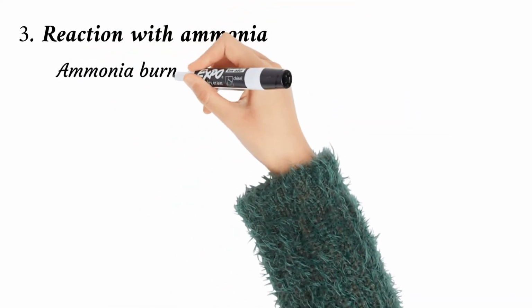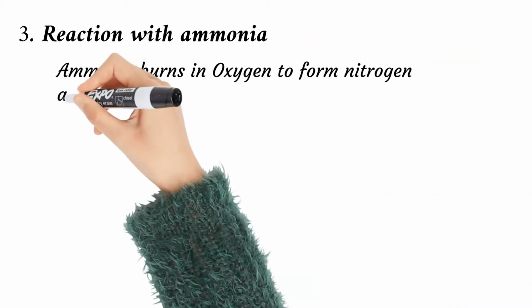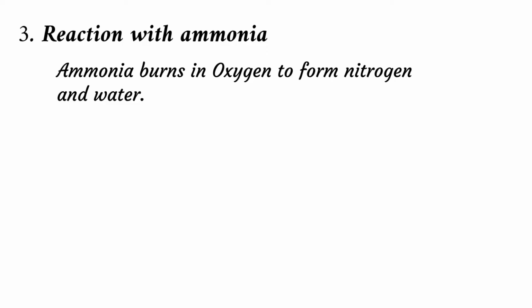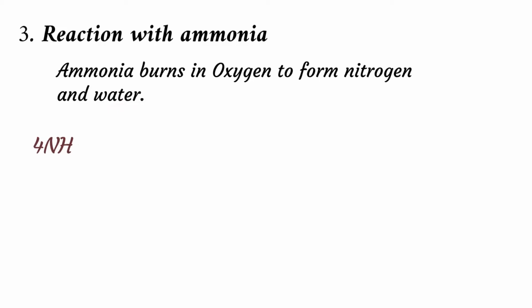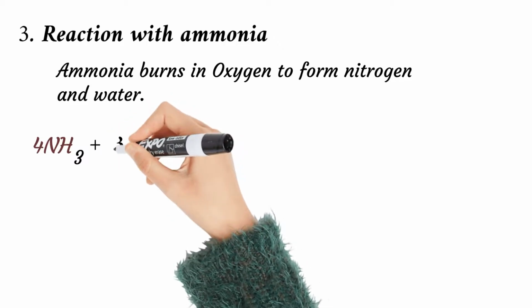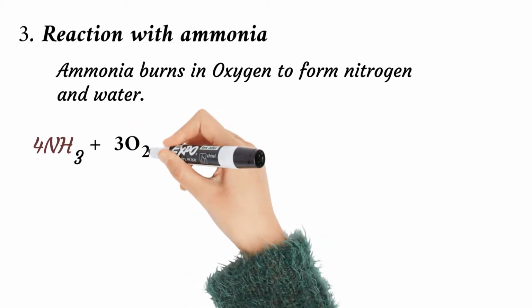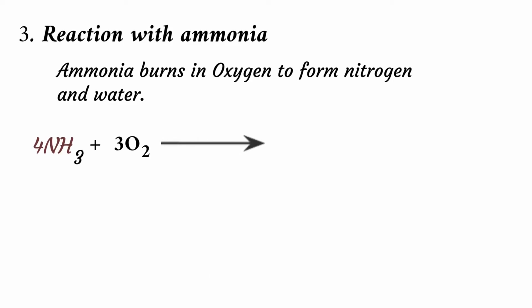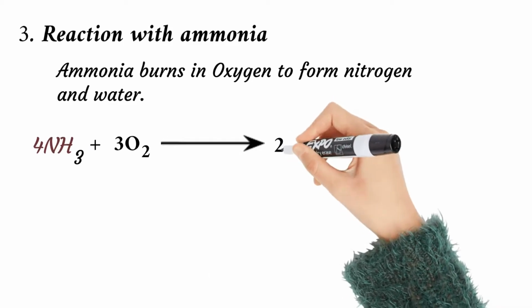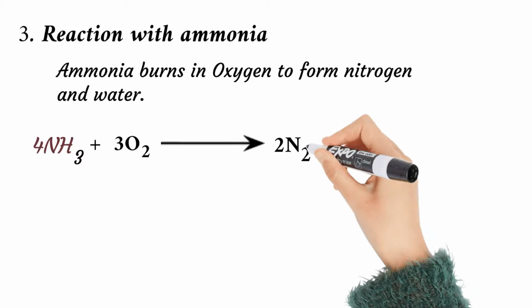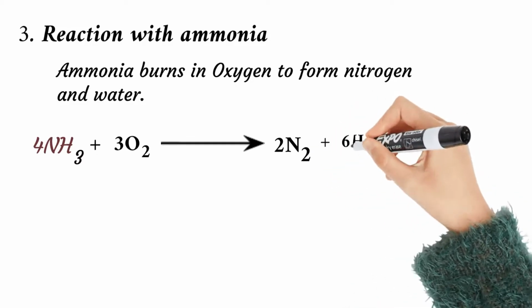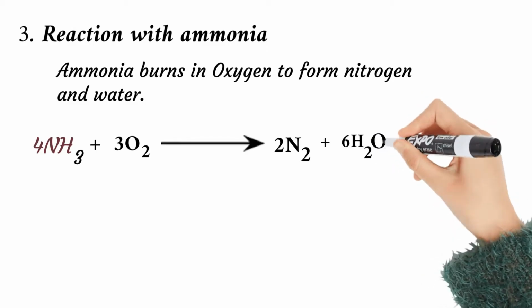Number 3, reaction with ammonia. Ammonia bonds with oxygen to form nitrogen and water. Let's look at the reaction. So 4 molecules of ammonia. Ammonia is NH3, that's the formula. 4NH3 plus 3 molecules of oxygen O2 produces 2 molecules of nitrogen, then plus 6 molecules of water.